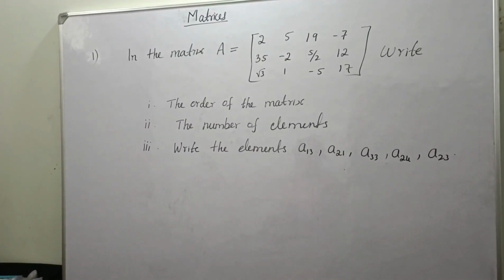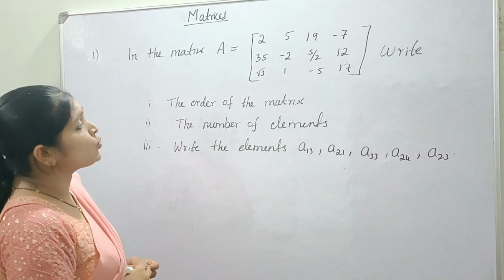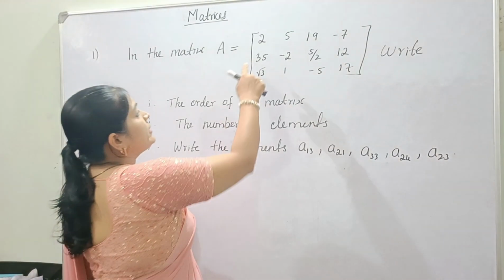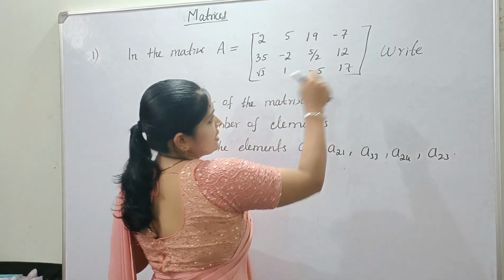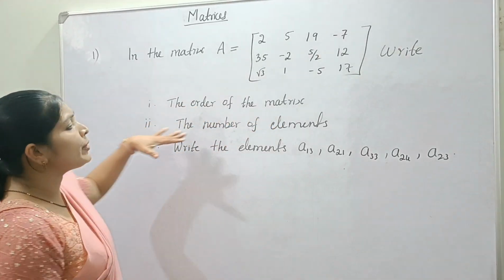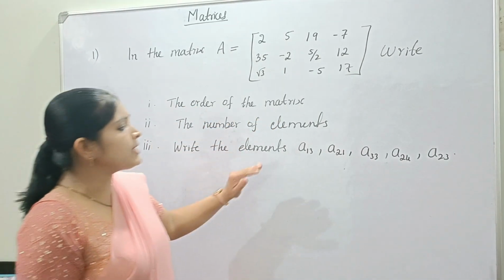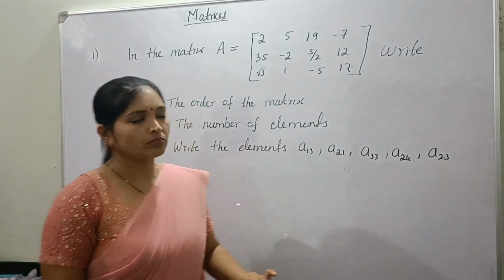Now let us go through some examples. First one, in the matrix A is equal to matrix 2, 5, 19, minus 7, 35, minus 2, 5 by 2, 12, root 3, 1, minus 5, 17. Write the order of the matrix, the number of elements. Write the elements A13, A21, A33, A24, A23.